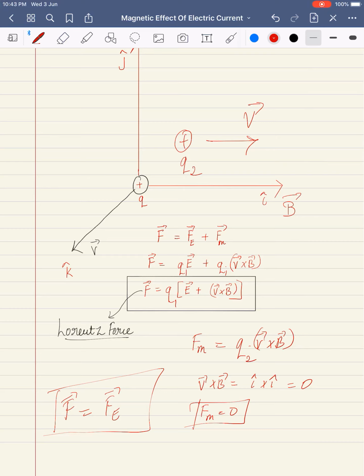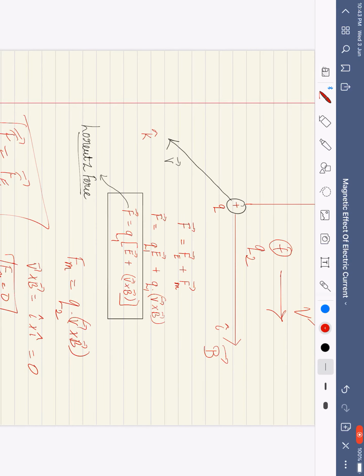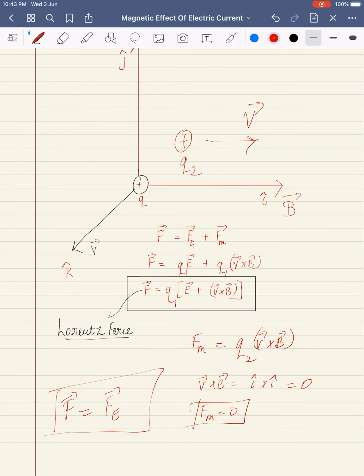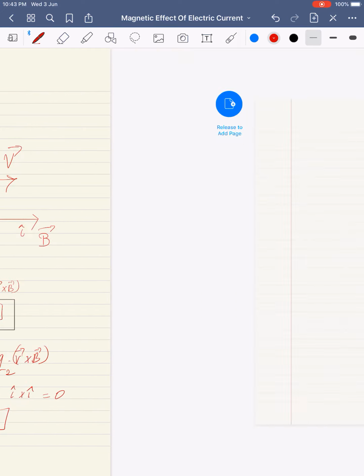Okay. So if the velocity vector of a charged particle is parallel to the magnetic field, the magnetic force will be 0. Or if the charge is stationary, or even if the magnetic field is 0, then there will be no force experienced. So what are the interesting consequences of Lorentz force?